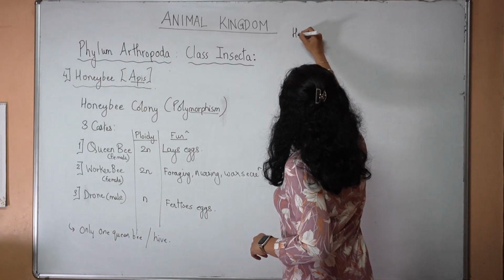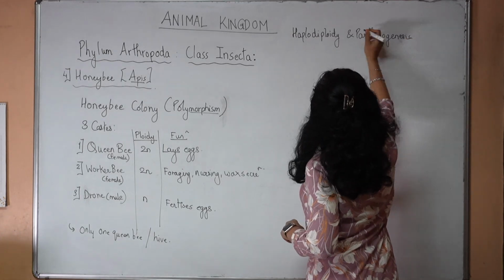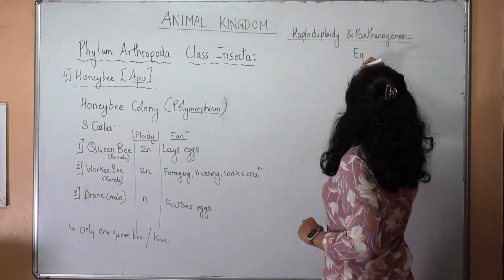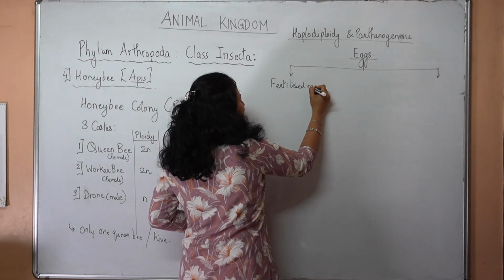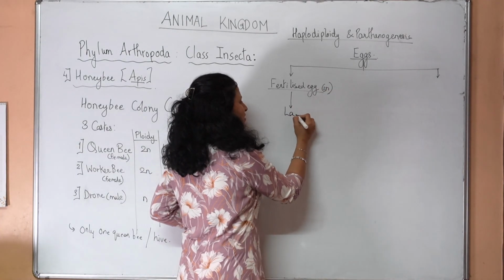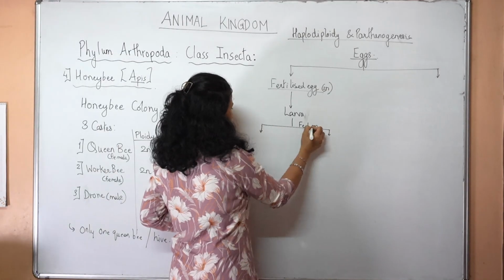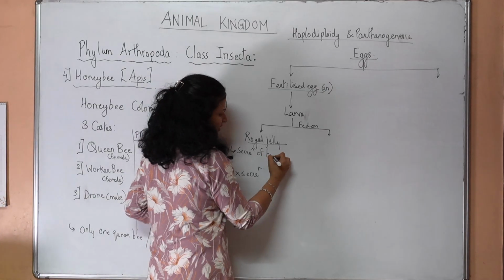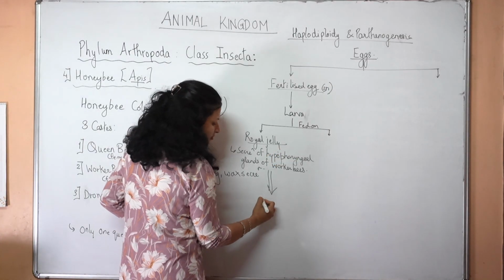Next we will see the concept of haplodiploidy and parthenogenesis, in which we will see how these different types of bees are formed. So the eggs which are laid by the queen, if the egg is fertilized, the ploidy will be 2n. Out of the fertilized eggs will arrive the larva. If this larva is fed on royal jelly, which is actually the secretion of hypopharyngeal glands of worker bees, then the larvae will become queen bees.